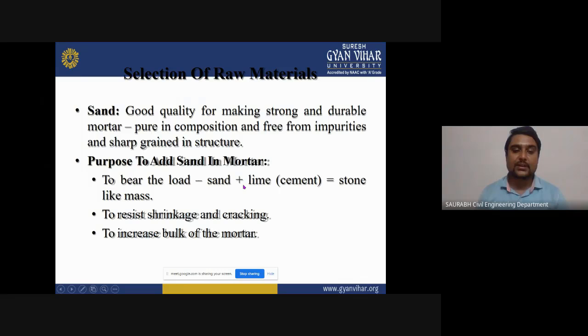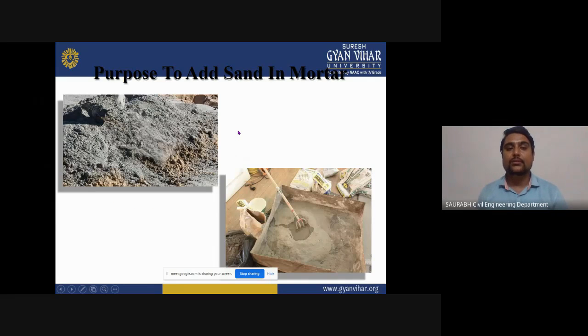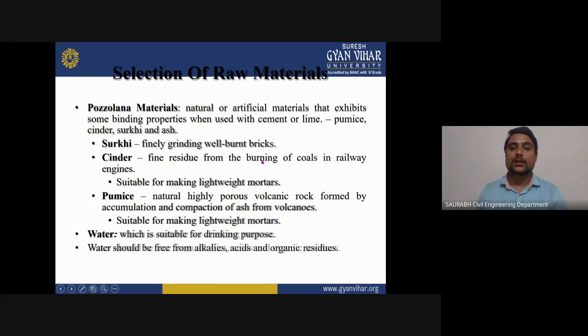The second point is there, and the third point is also there, which is to increase the bulk of the mortar. Now you can see the purpose of adding sand in the mortar. What is the role of sand in the preparation of mortar? We will see here. And in the selection of raw materials, pozzolanic materials should also be used for the preparation of mortar.